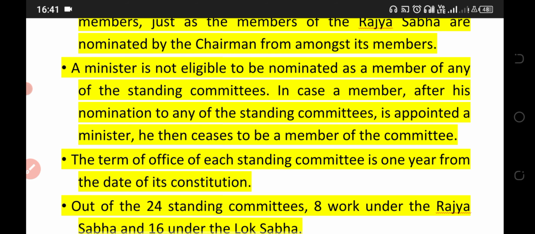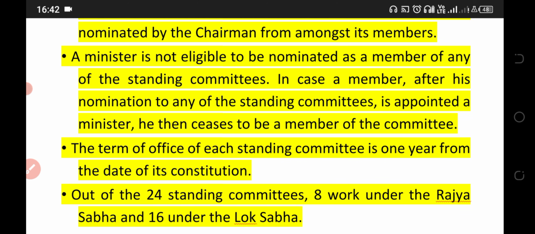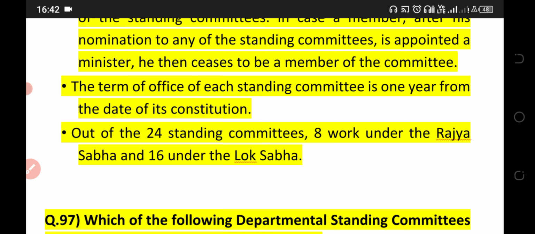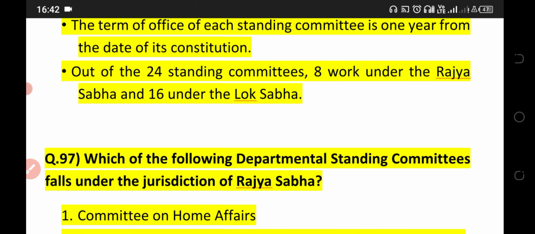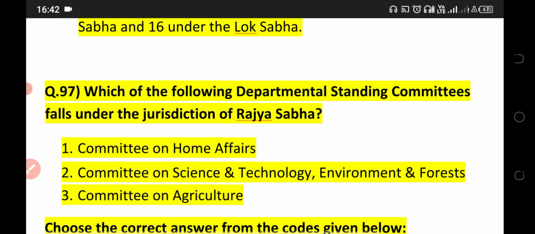A minister is not eligible to be nominated as a member of any of the standing committees. In case a member, after his nomination to any of the standing committees, is appointed a minister, he then ceases to be a member of that committee. The term of office of each standing committee is 1 year from the date of its constitution. Out of the 24 standing committees, 8 work under the Rajya Sabha and 16 under the Lok Sabha.